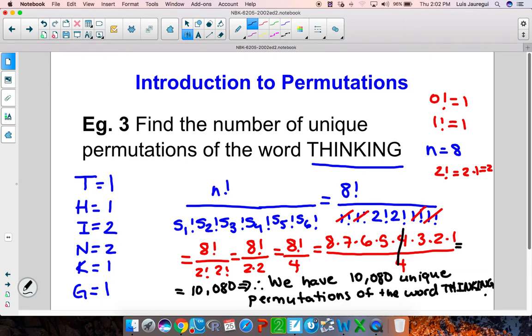Okay, so keep in mind, this was our formula: n factorial over the frequency of the first letter factorial, frequency of the second letter factorial, frequency of the third letter factorial, and so forth.